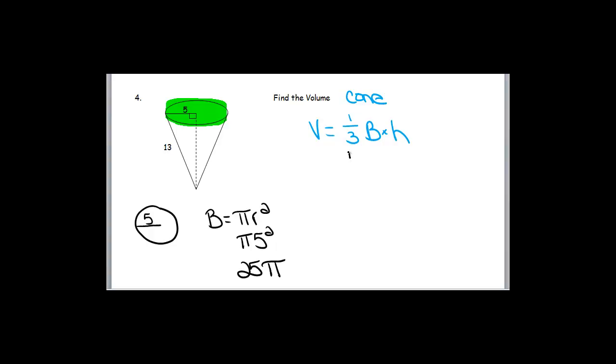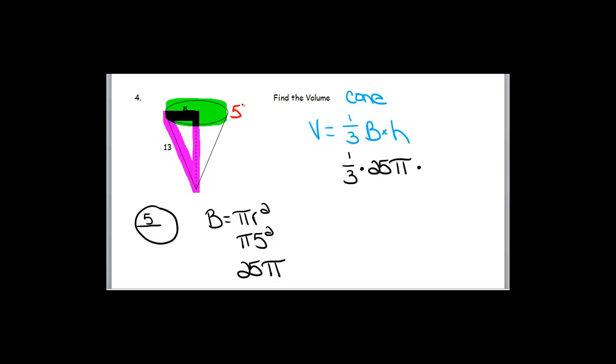So we can go ahead, we have 1/3 times 25 pi times the height. Now again, height needs to be the true straight height. And of course, we don't have that information. But what I'm hoping that you're seeing is that we have a right triangle here. So we're going to have to use a little bit of Pythagorean theorem to do this calculation. So remember, Pythagorean theorem, a squared plus b squared equals c squared. So we'll squeeze it in over here.